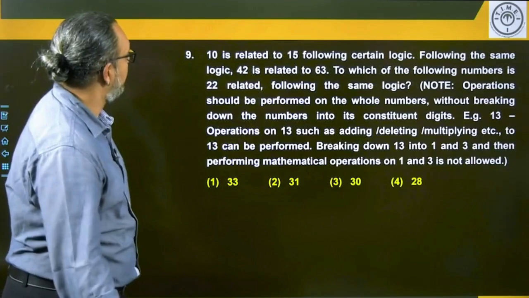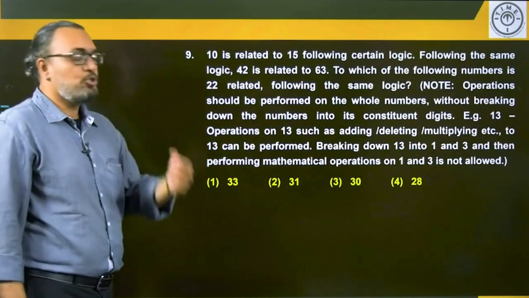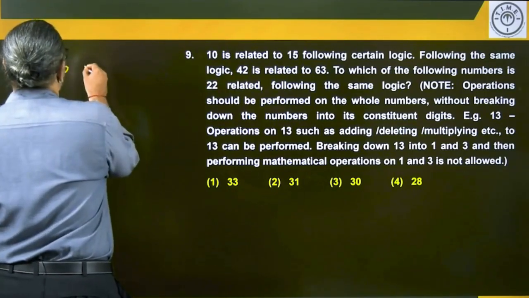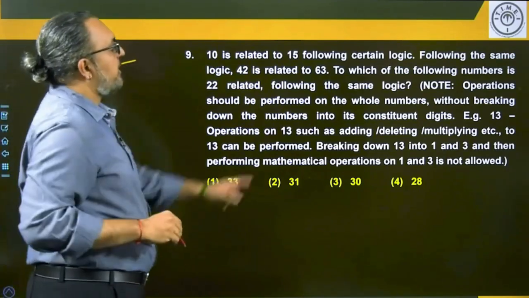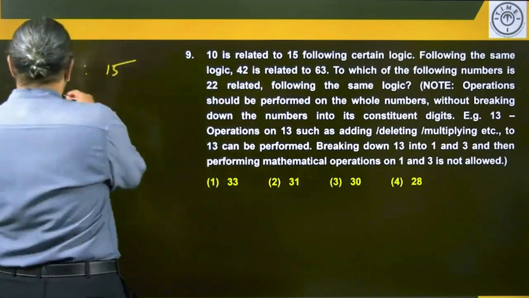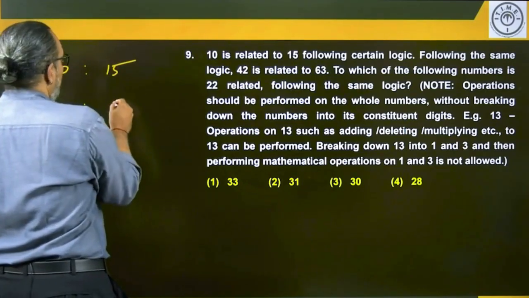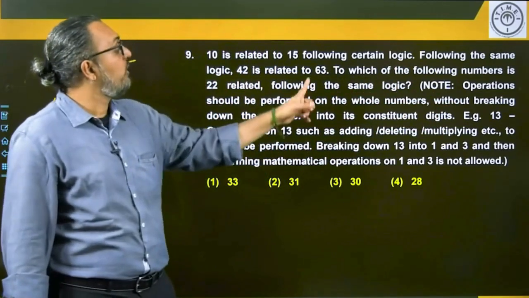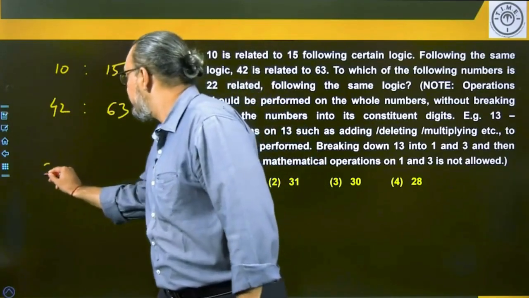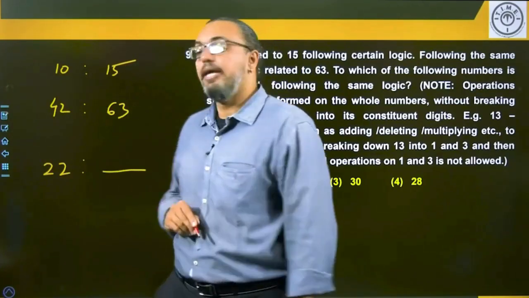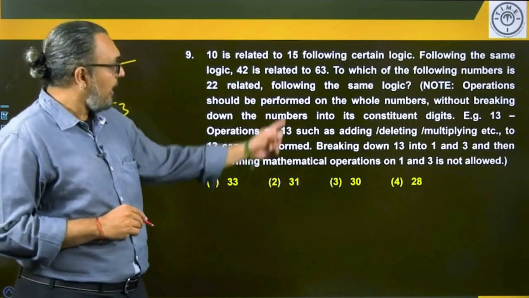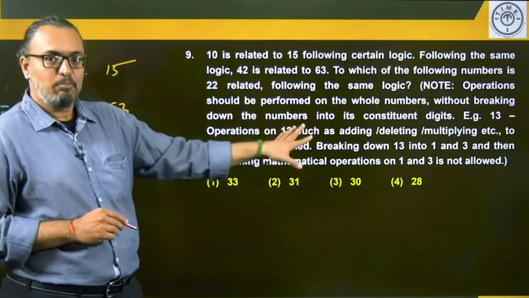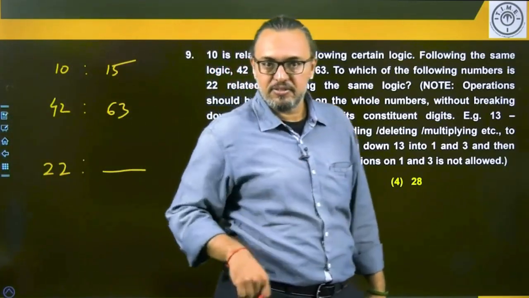Okay, then. Again, we are back to number analogy. So 10 is related to 15, he says. Following the same logic, 42 is related to 63. To which of the following numbers is 22 related following the same logic? And again, there is a note: you have to use the numbers as numbers but not as digits for operations.